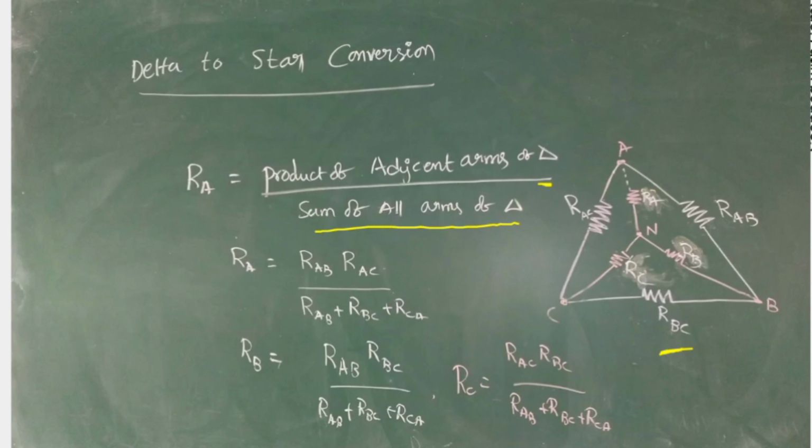Suppose you want to calculate RB, the adjacent arms are RAB and RBC. That is, RB equals the product of RAB and RBC divided by the sum of all arms, RAB plus RBC plus RCA. Similarly, you can calculate RC. RC equals the product of its two adjacent arms divided by the sum of total delta connected arms.